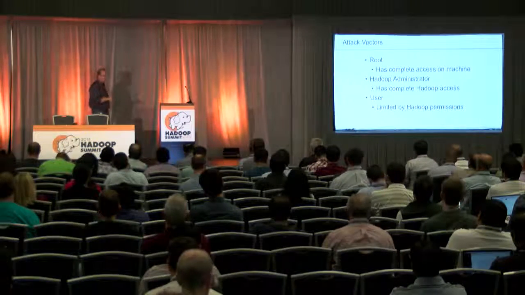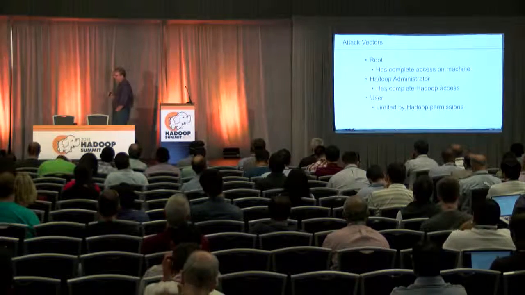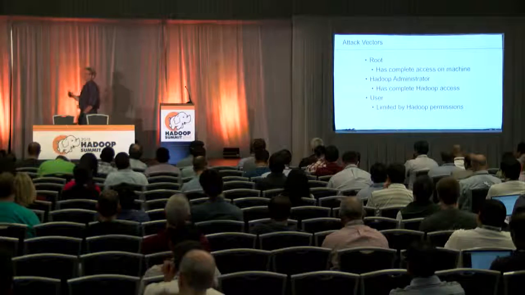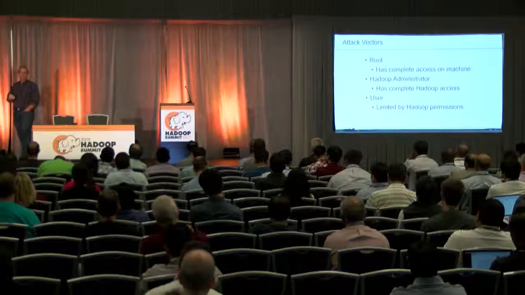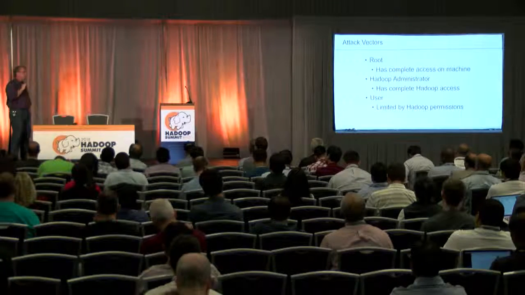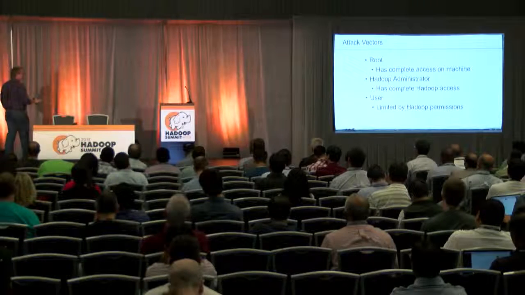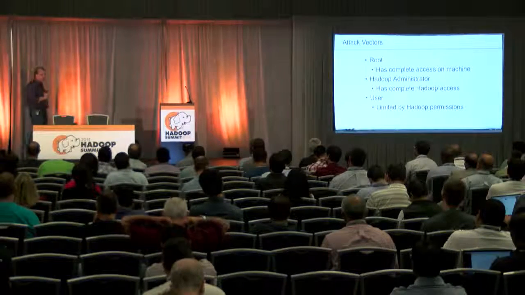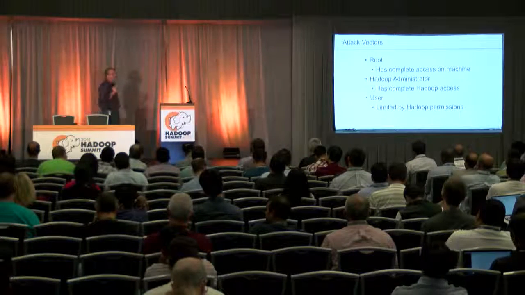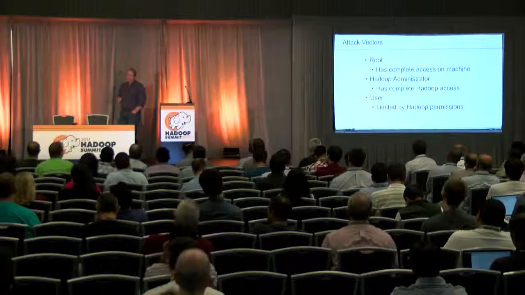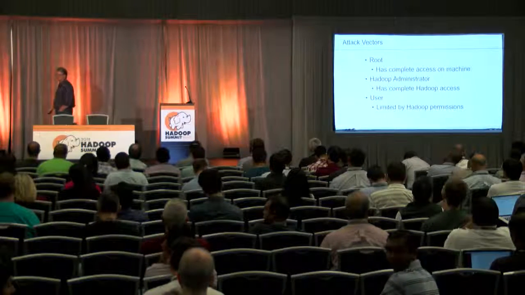Now, the next level is a Hadoop administrator. They have been authorized to do things at the Hadoop level, but they don't have root. So they're trusted to access any file in HDFS, to kill any job. They're the people who are running the cluster, but they don't necessarily have root. And finally, there's the users. They're the people who have normal access and they get restricted by HDFS permissions.